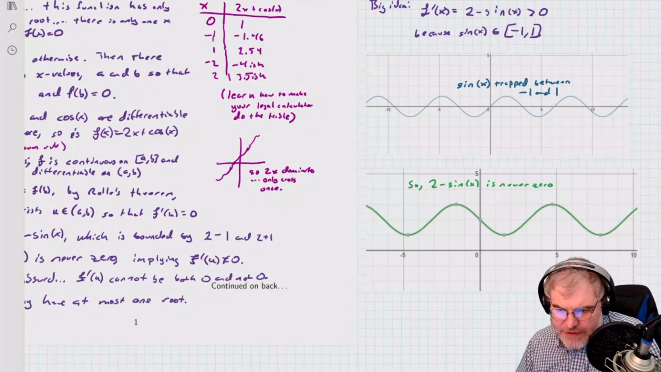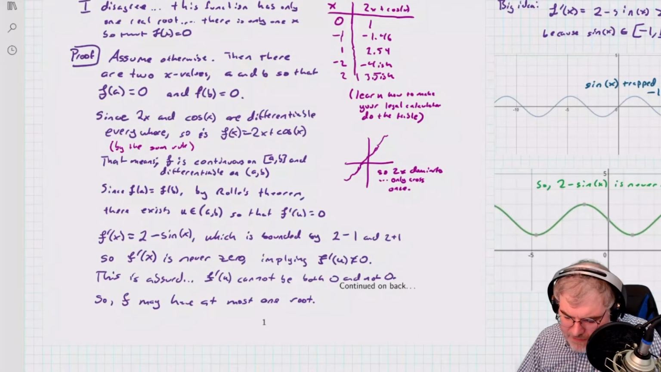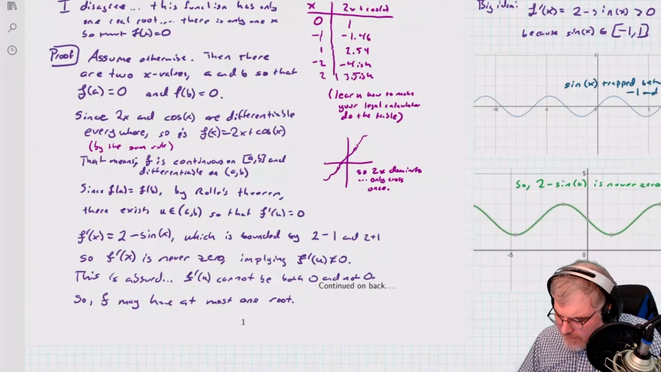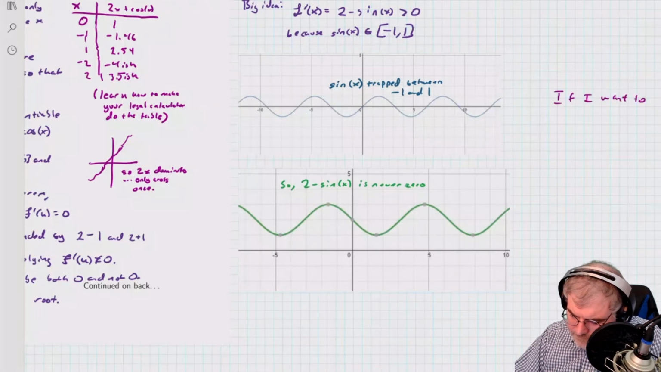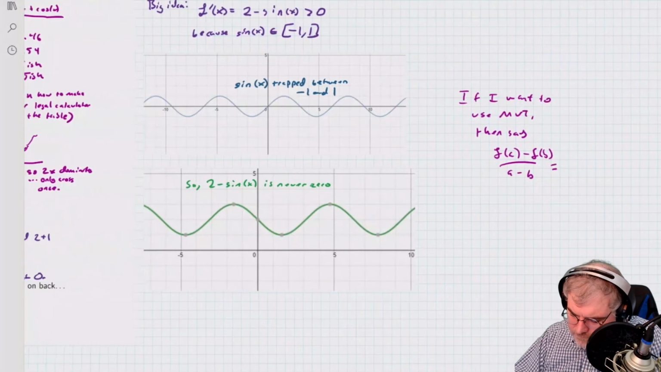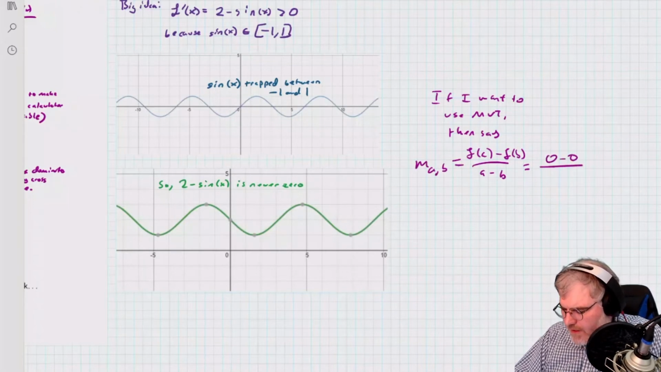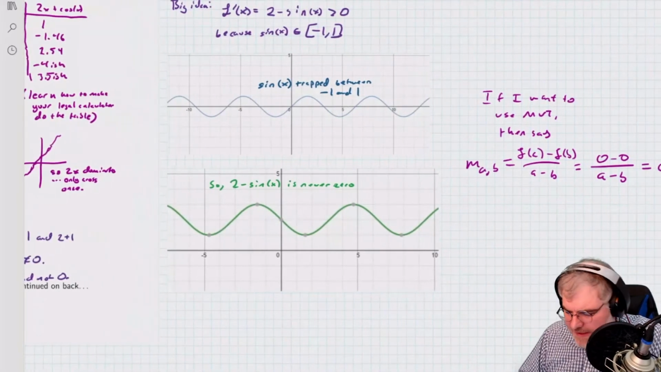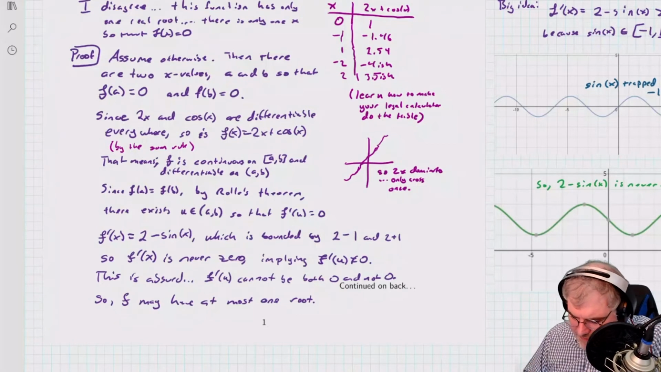Now, I can use the mean value theorem here instead of Rolle's theorem, by the way. If you only wanted to memorize one theorem, you just insert it right here. So if I wanted to use MVT, this is 0 minus 0 over a minus b equals 0. Okay, so I can use MVT instead of Rolle's theorem if you just want to remember one of them. In one sense, the mean value theorem is just a generalization of Rolle's theorem.